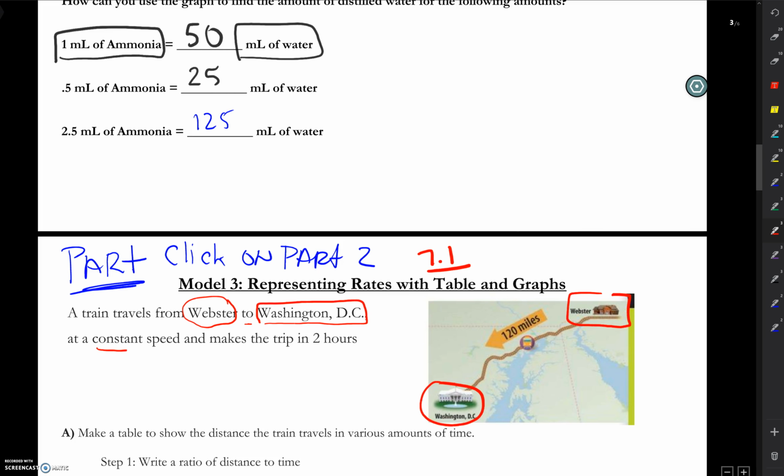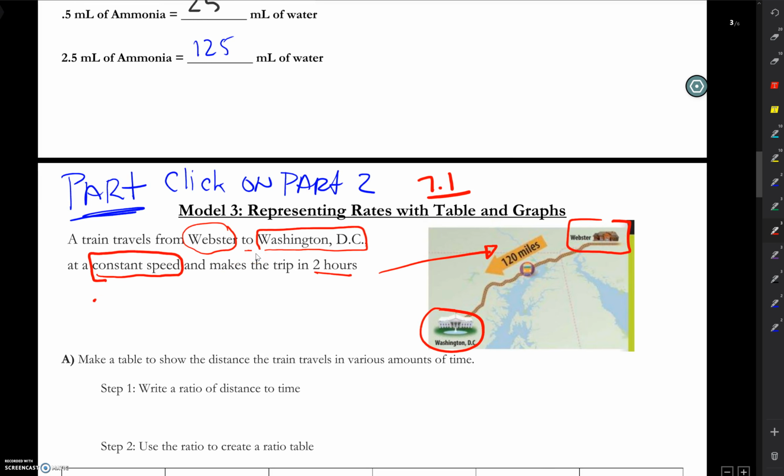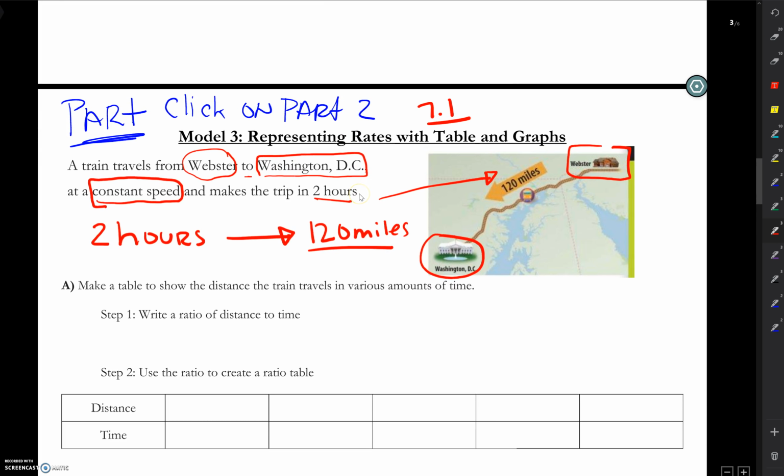At a constant speed, that means it's always going at the same speed, it makes the trip in 2 hours. So now if we look over here, it tells us that the trip is 120 miles. So it takes them 2 hours to go 120 miles. Make a table to show the distance the train travels in various amounts of time.